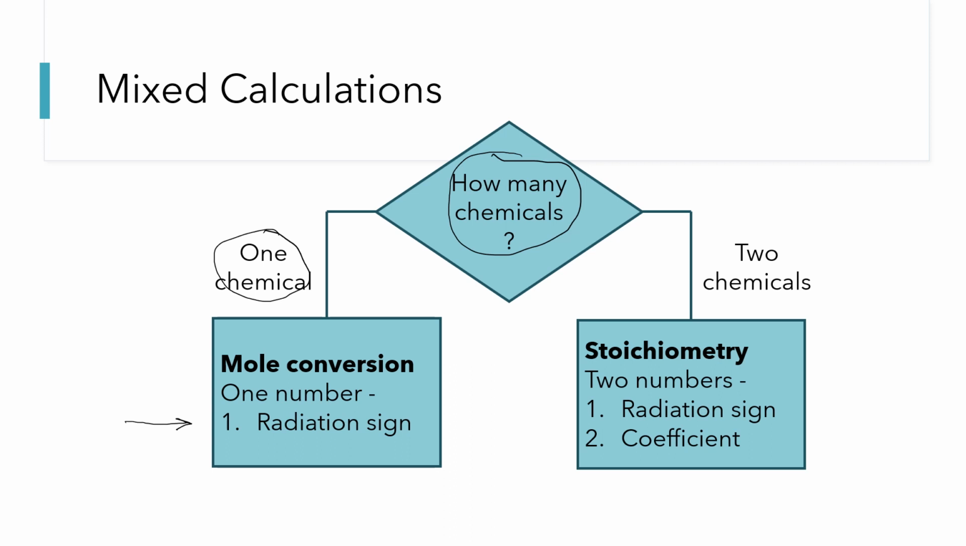But let's say instead it's something like, you have 25 grams of nitrogen that react according to this equation to produce ammonia. How many liters of ammonia can you produce? Well, in this example, we had 2 chemicals. It's talking about nitrogen, and it gave you a number for nitrogen, but then it asked you to find a number for ammonia. With 2 chemicals, we need to put in 2 numbers. The first number we're going to write comes from the radiation sign, and the second number we're going to write will be the coefficient from the balanced equation.